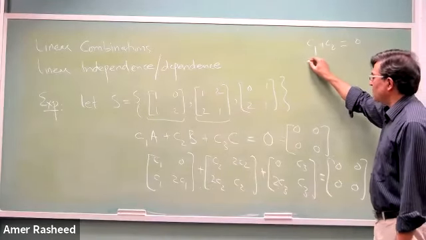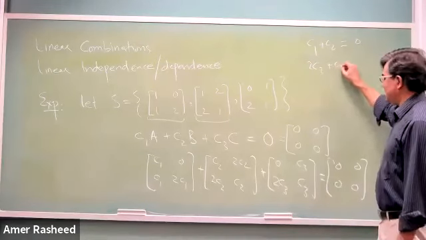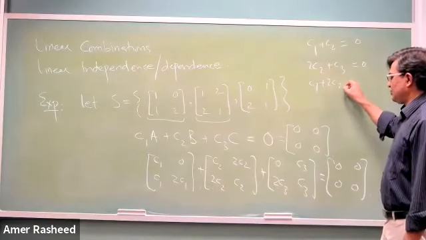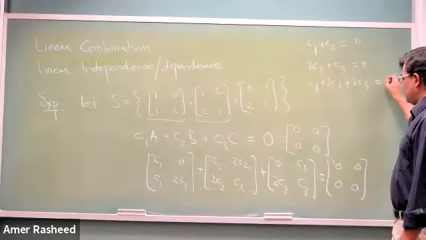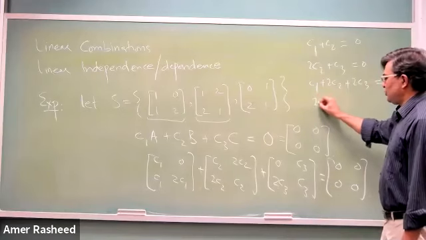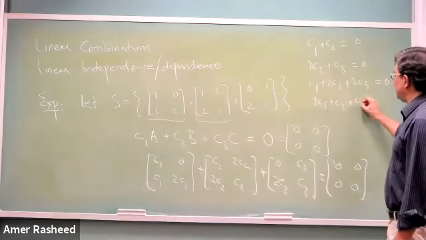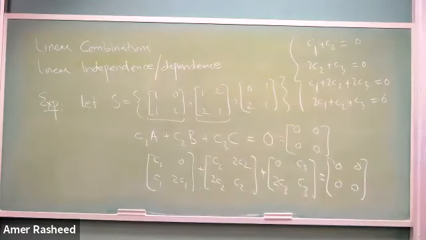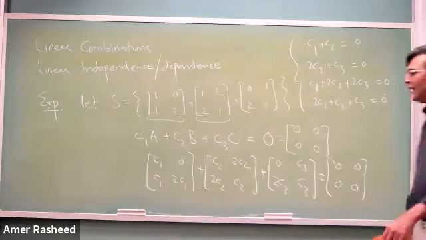Second component: 2C2 plus C3 equal to 0. The third component is C1 plus 2C2 plus 2C3 equal to 0. And the fourth component is 2C1 plus C2 plus C3 equal to 0. Now, what is this? This is a homogeneous linear system. You can solve it and find the values of C1, C2, and C3. If all C1, C2, C3 are equal to 0, then we say that the set is linearly independent. Okay? I hope you get it.